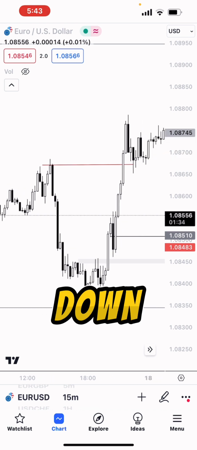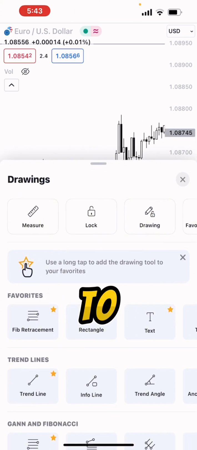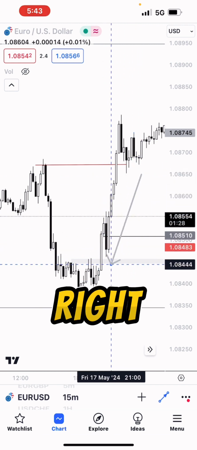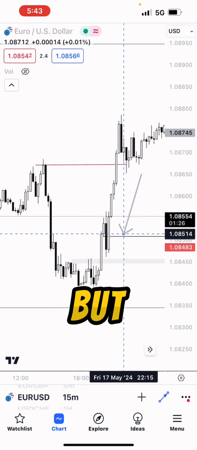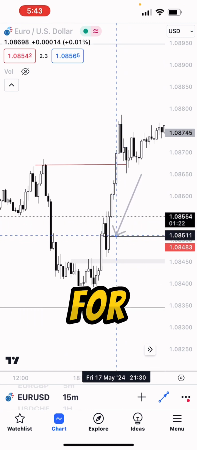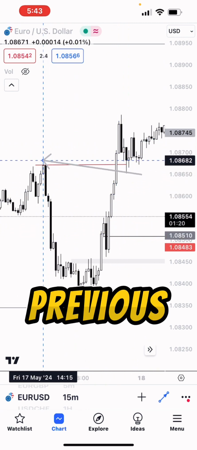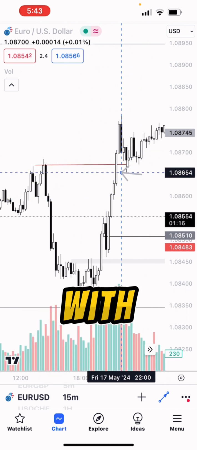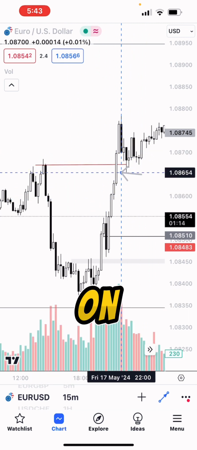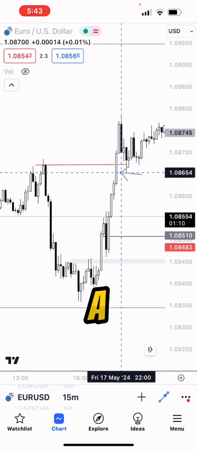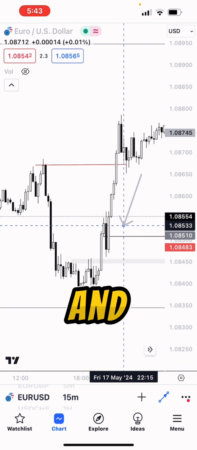So if I wanted to buy down here, say I wanted to buy right here at the bottom of this range, but I didn't know if it was going to go up yet, and I wasn't really confident. What you could do is wait for the market to continue going up and break the previous structures, letting you know that the trend is changing, giving you some confidence also with the volume. As you can see on the bottom of the screen, the volume has increased. Then you can use that as a confirmation that the trend is changing.